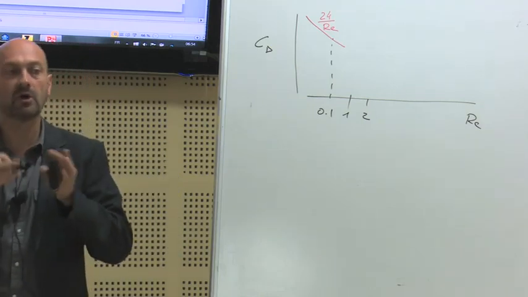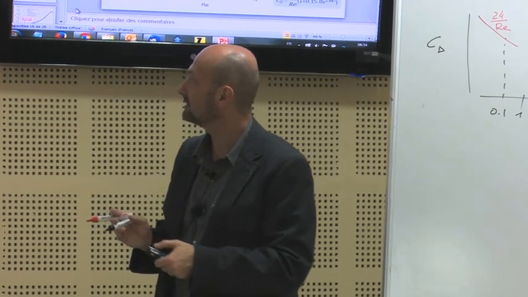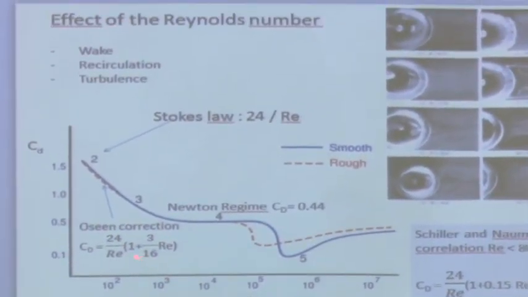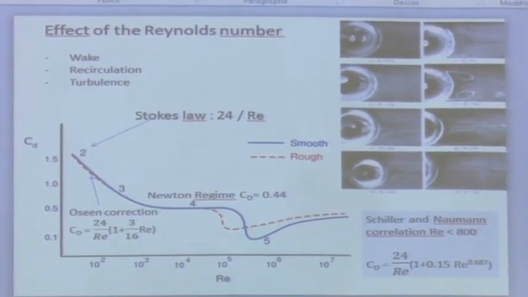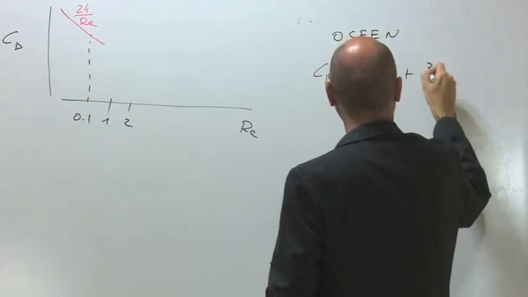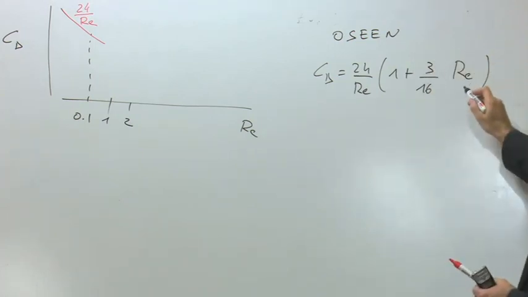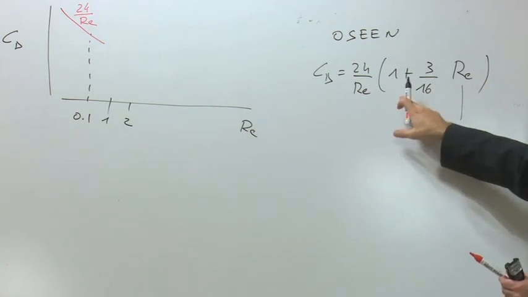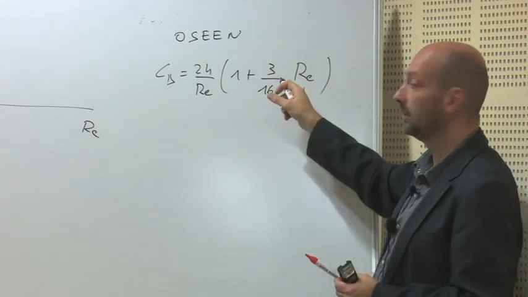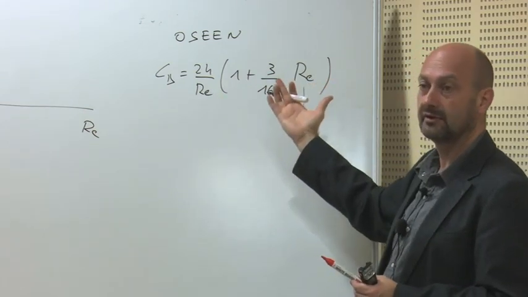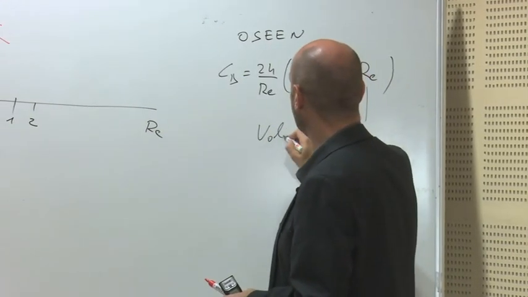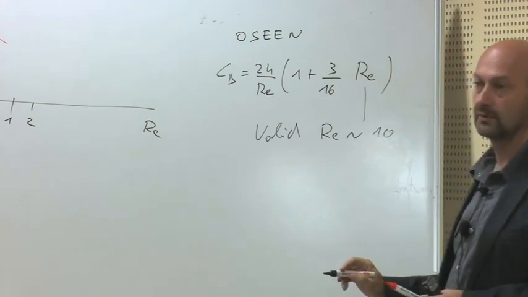So it means the drag is the Stokes drag plus an additive term. And this additive term is called the Oseen correction. So you see it's 24 over Reynolds number multiplied by 1 plus something which is increasing like the Reynolds number. Okay, so this is what is called the Oseen correction. So it is 24 over the Reynolds number, 1 plus 3 over 16 multiplied by the Reynolds number. Of course, if the Reynolds number is 10 to the minus 6, the correction is nothing compared to 1. But if the Reynolds number is 1, 3 over 16 is 0.19, so you will get about 19% correction. If the Reynolds number is 5, that will give you a correction of nearly 100%, and so on. Okay? This is valid up to, let's say, Reynolds number 10.